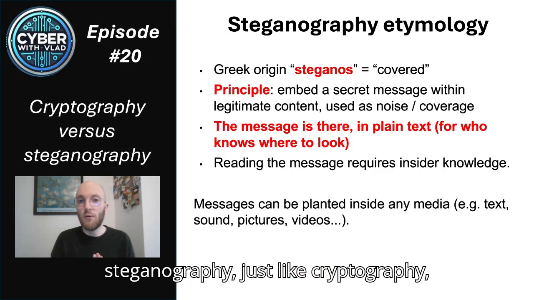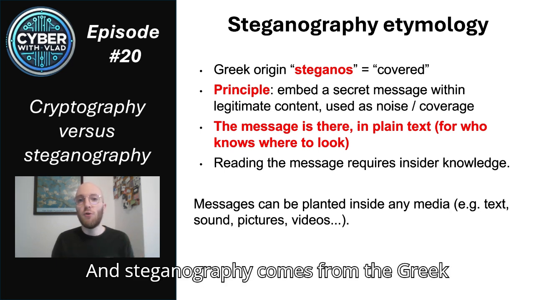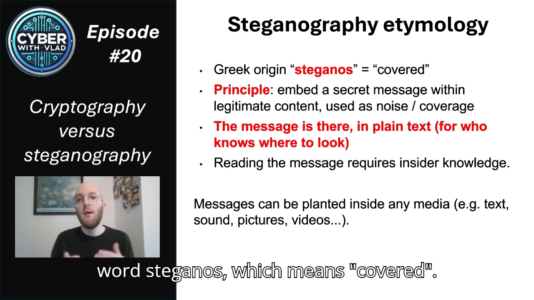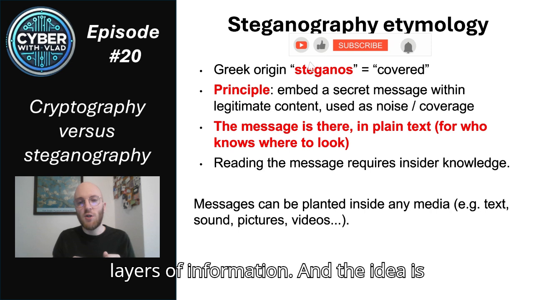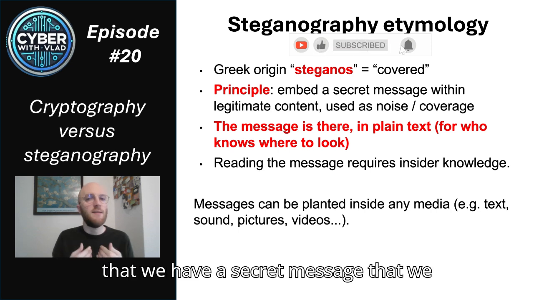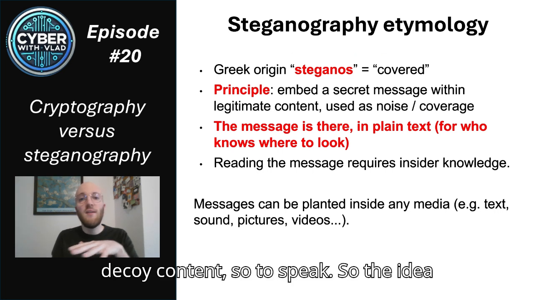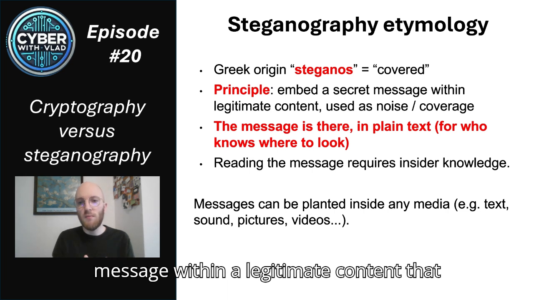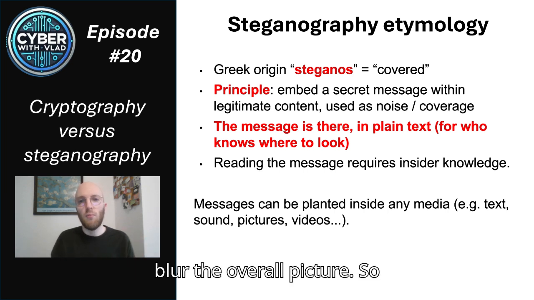So first, steganography, just like cryptography, has a Greek etymology. Steganography comes from the Greek word steganos, which means covered, as in different layers of information. The idea is that we have a secret message that we want to cover with legitimate decoy content. We are going to embed our secret message within legitimate content that will be used as a decoy, as a noise to blur the overall picture.